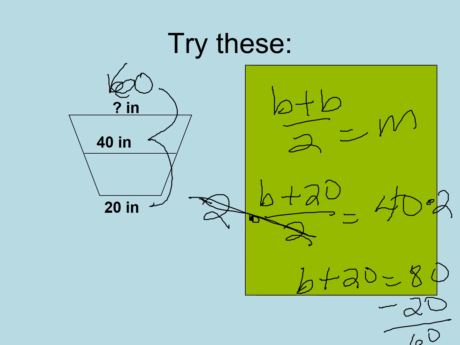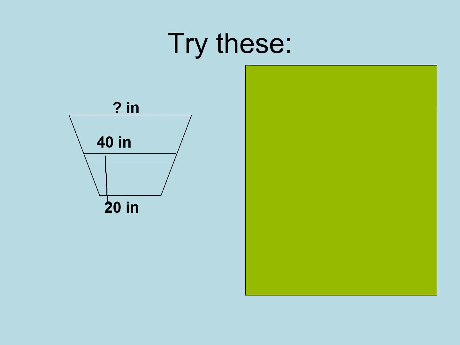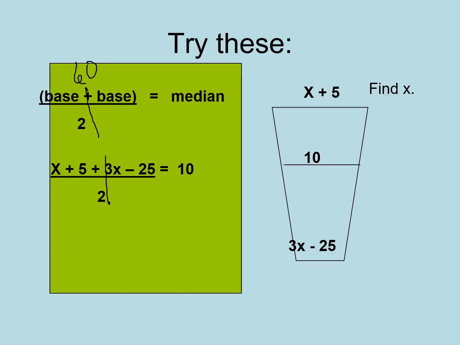To get from 20 to 40 is plus 20. To get from 40 to 60 is plus 20. It's always going to be the same distance apart from the median. So if you wanted to just do that part in your head, you could say, okay, this is 20 apart, so this will be another 20 up, and you get 60. A little quicker, right, than doing all that. But you couldn't do that with this one.